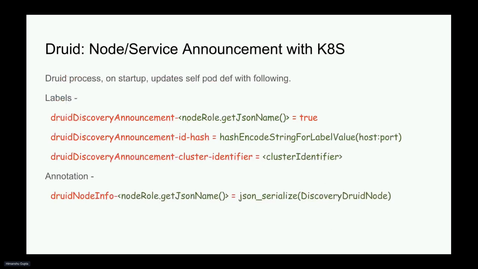So whenever a Druid process comes up inside the pod, it'll go and update the self pod definition, and it'll add these three labels to the pod definition, where it will say this discovery announcement hyphen, let's say it is the broker, then broker equal to true, a hash and the cluster identifier, because you want to be able to have multiple different Druid clusters running inside the same Kubernetes. So there is a cluster identifier and annotation containing all information for the nodes.